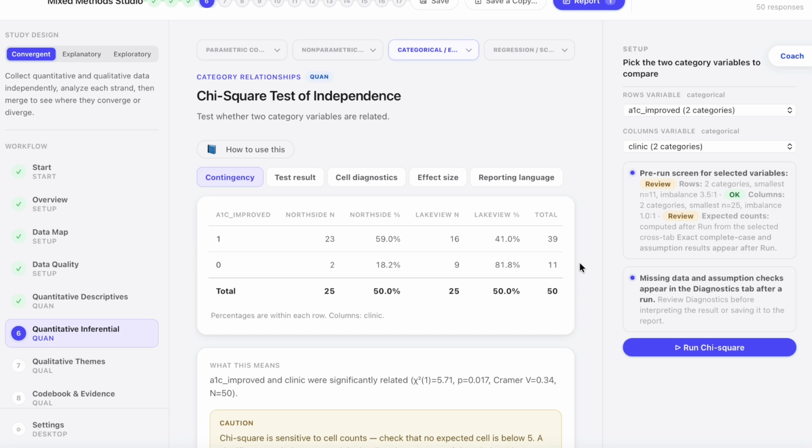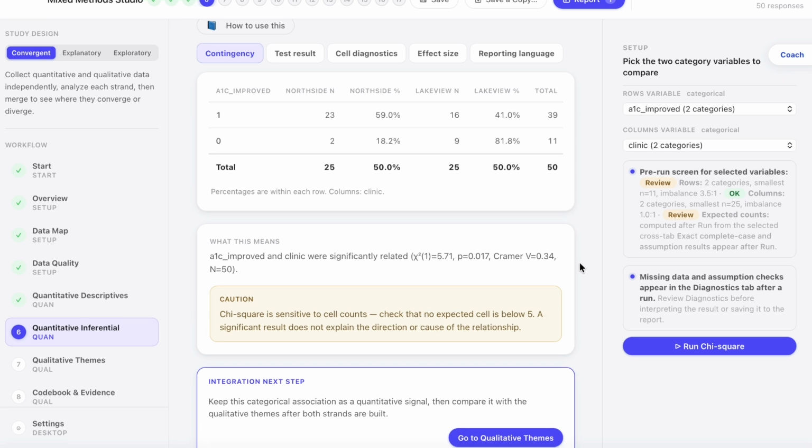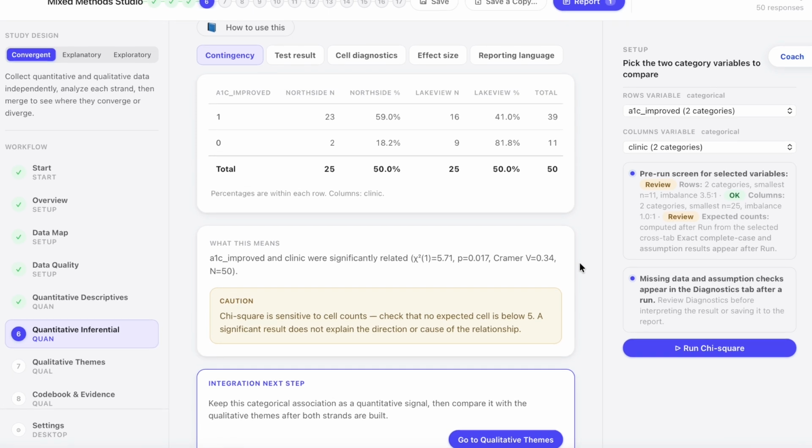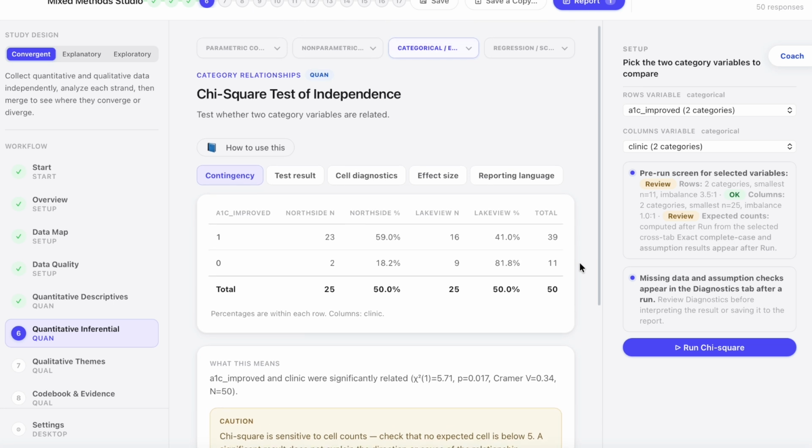That's your headline gap. Now, one thing about the percentages on screen. The note at the bottom says, "Percentages are within each row." So those are row percentages, not the within clinic rate. They split each outcome across the two clinics.